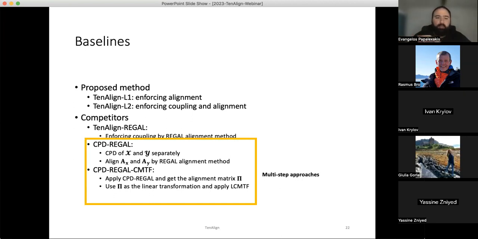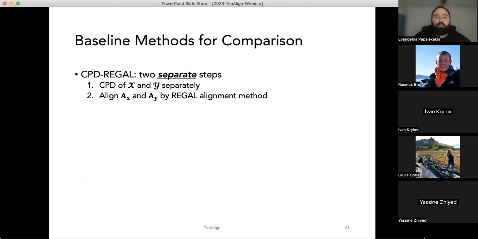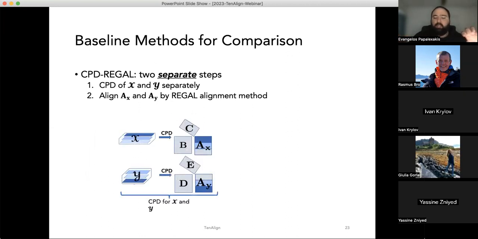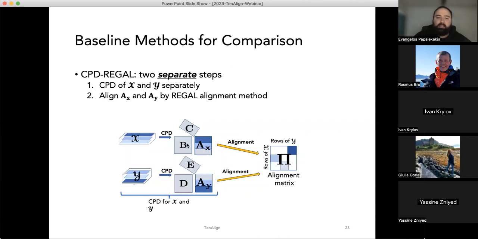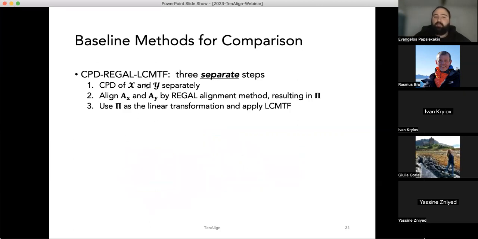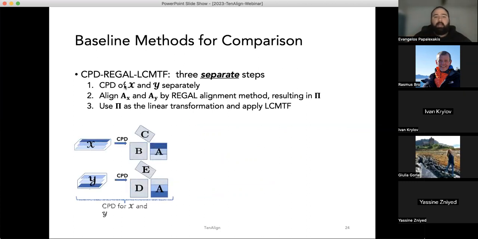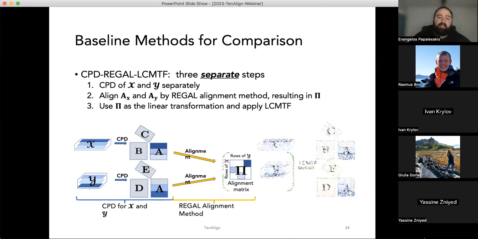I'm going to explain them step by step. The first one is a two-step approach: first, decomposing X and Y separately, and then using the existing Regal alignment method to align the separate components. This is not alternating, just two steps, right? And then the third one is essentially the same as before: decompose X and Y separately, align using the graph matching algorithm, and then use the alignment in linearly coupled CMTF in order to compute the proper factors.